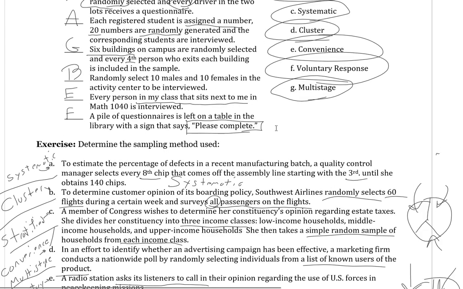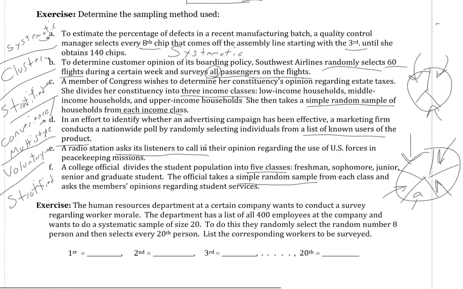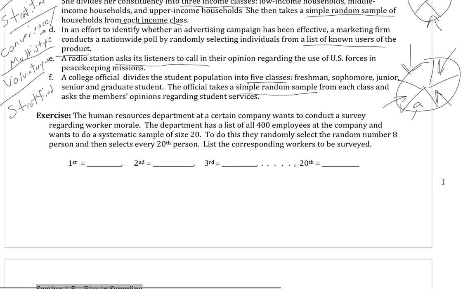All right, so those are some examples of identifying the different types of sampling methods. We have one last example here, and this is how systematic works. All right. The Human Resources Department at a certain company wants to conduct a survey regarding worker morale. The department has a list of all 400 employees at the company and wants to do a systematic sample of size 20. To do this, they randomly select the random number 8 person and then select every 20th person after that. So we're starting with 8 and we're selecting every 20th after that.